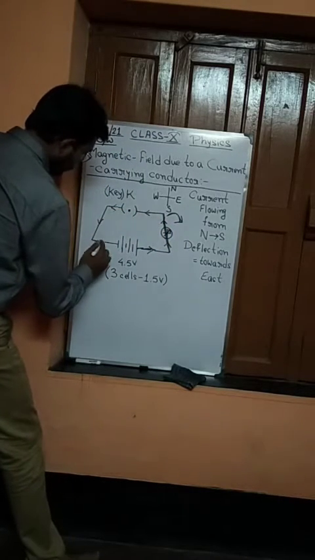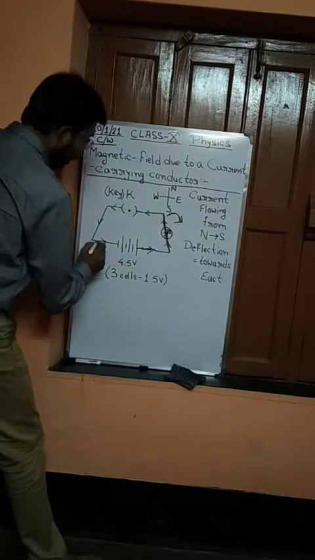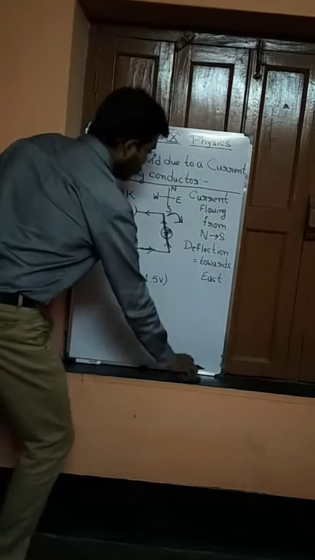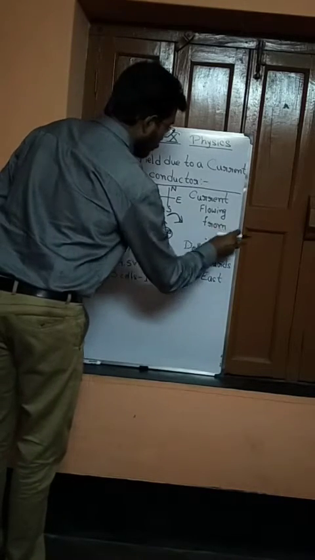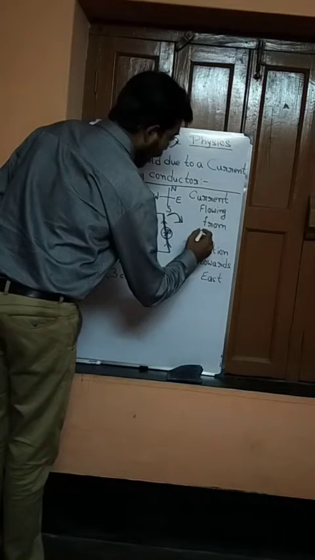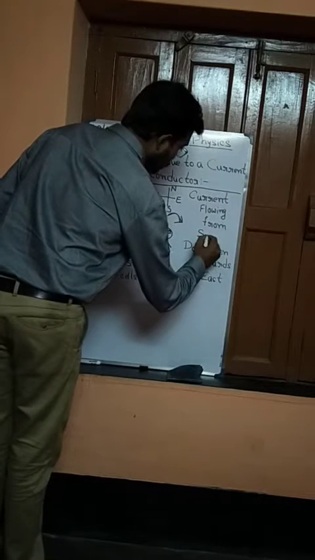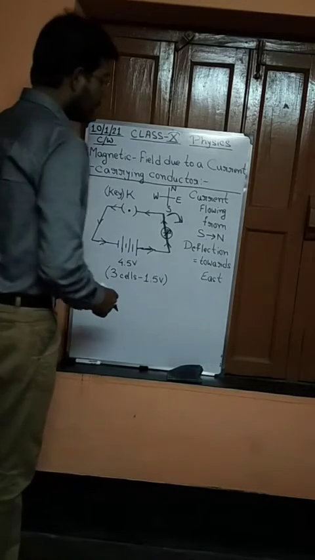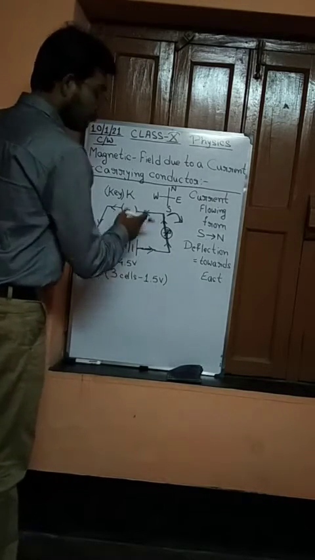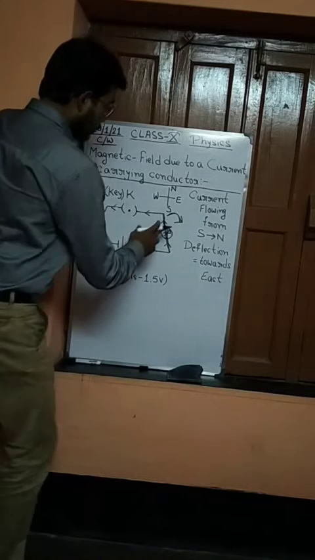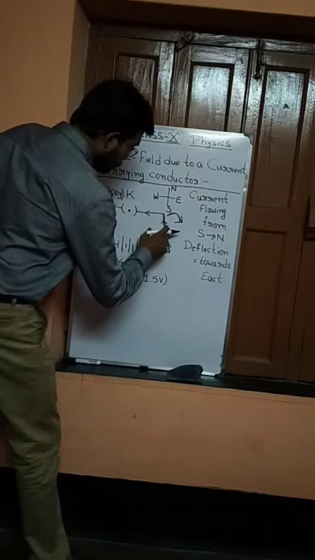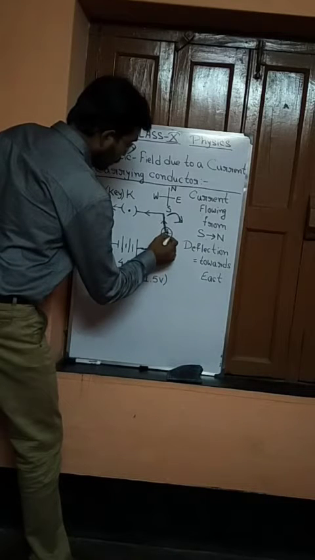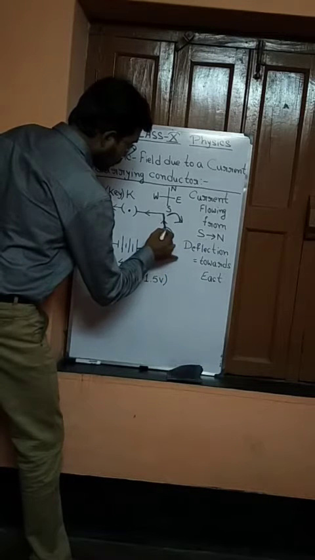So the current is flowing from south to north, students. That is, I have just reversed the direction of the current flowing through the conductor. Now, as the direction of the current flowing through the conductor is changed, the deflection will also be changed. So what will be the deflection now? The deflection will be in the reverse position.